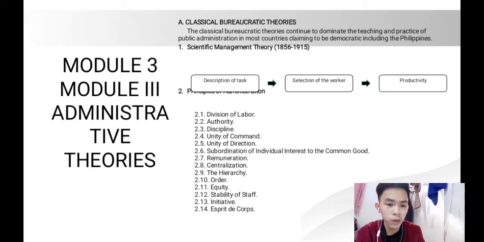The theoretical formulation sought by the scientific management theory can be stated in conceptual model form, such as the one depicted in figure 1 below, which has the description of task, the selection of the worker, and lastly the productivity. We also have the principles of administration.